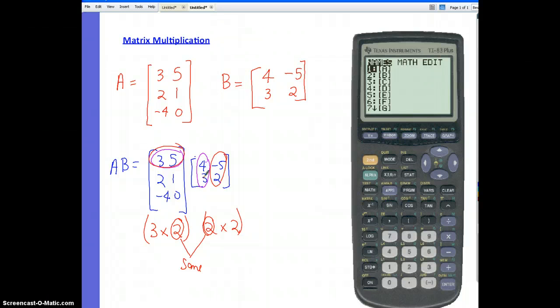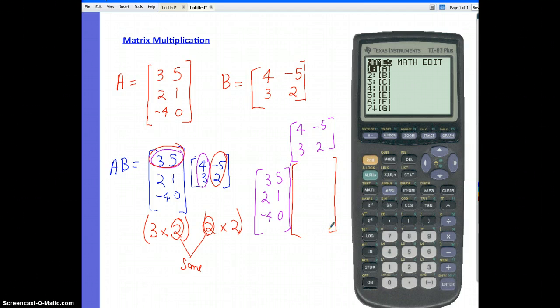So I'm just going to show you how I set up this matrix multiplication. I take my first matrix A and I write it down here. So let's write it: 3, 5, 2, 1, negative 4, 0. And then I take my second one and I put it at the corner up here. So I have 4, negative 5, 3, 2. And then I can put my parentheses for my result matrix here.